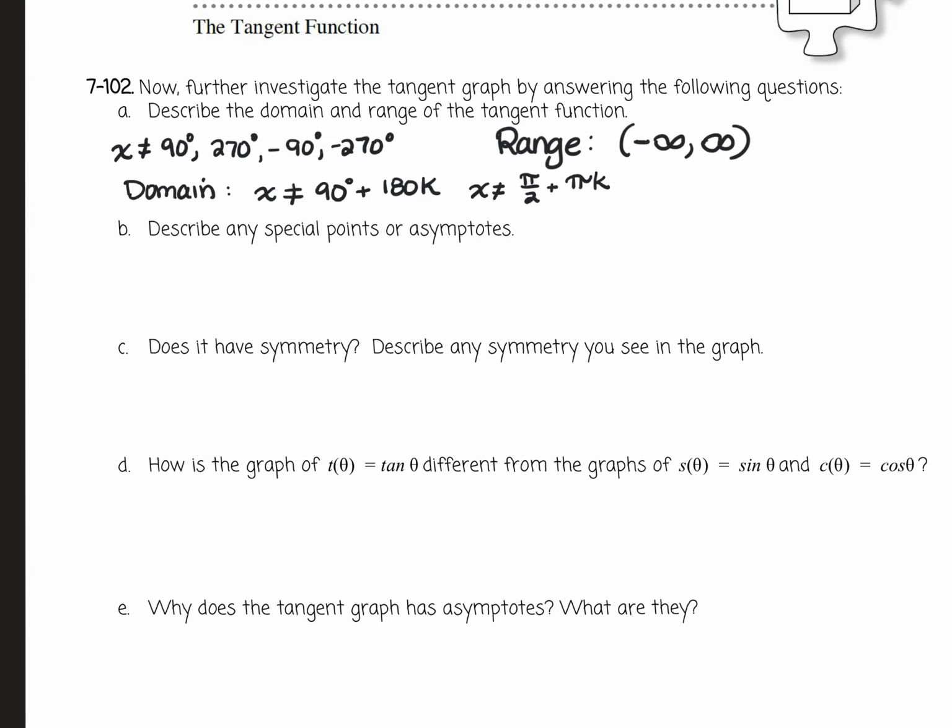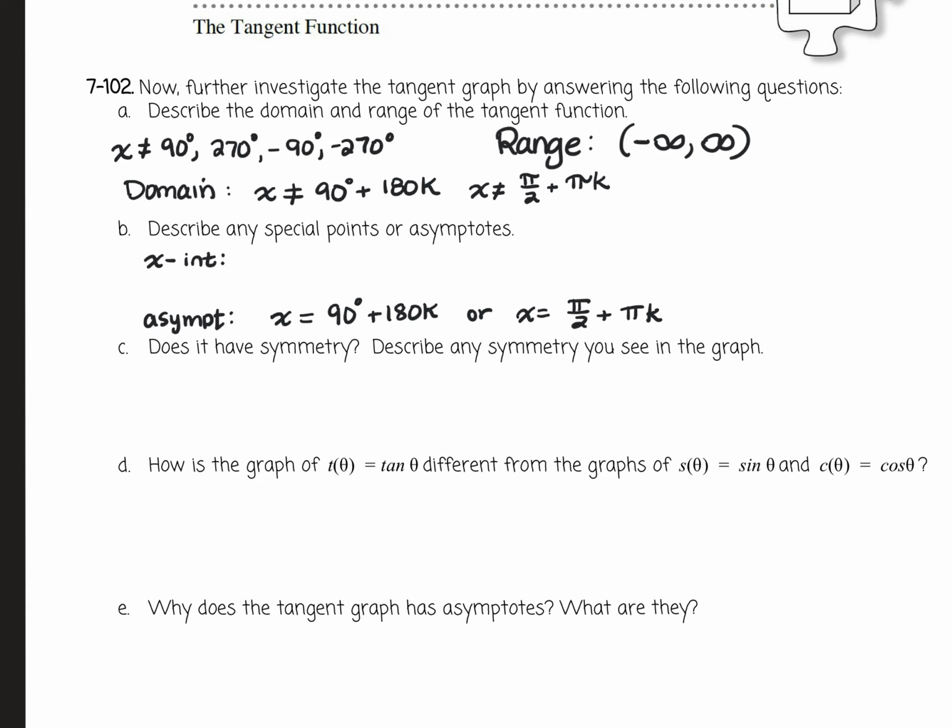So describe any special points or asymptotes. Well, we have x-intercepts. We already kind of described our asymptotes. Our asymptotes are x equals 90 plus 180 times k, or x equals pi over 2 plus pi times k. And then our x-intercepts are going to be any multiples of pi.